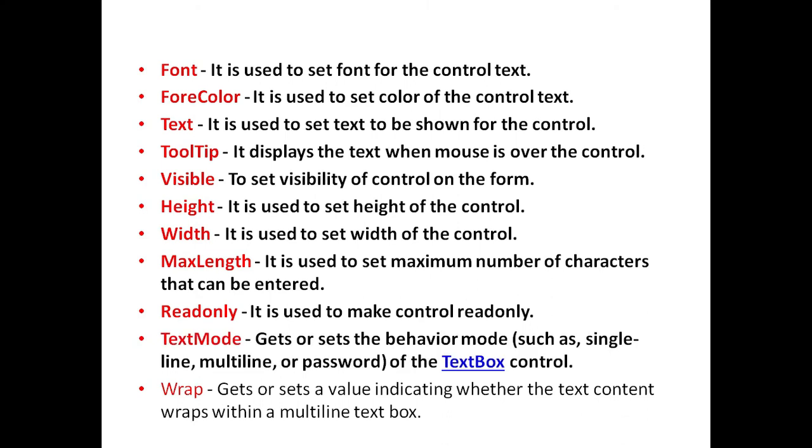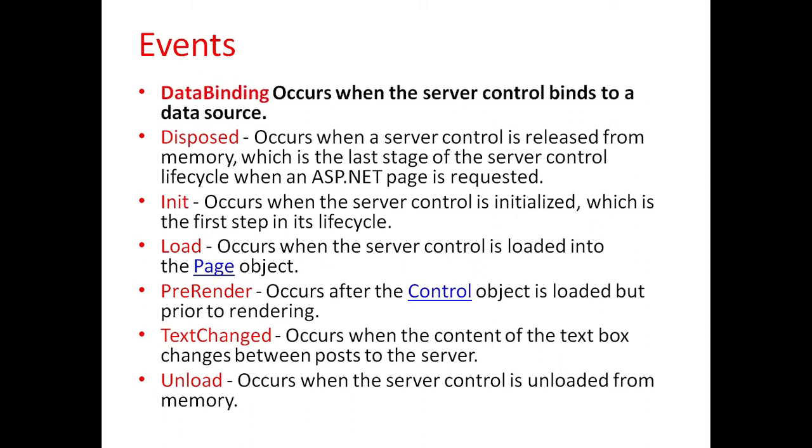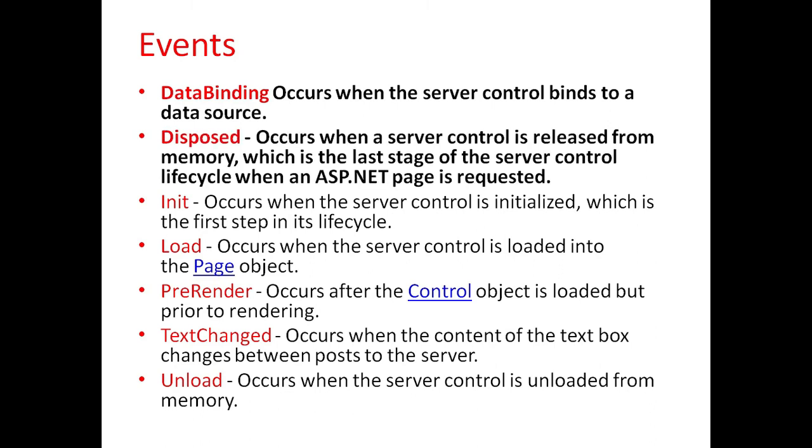Text mode property is used to get or sets the behavior mode such as single line, multi-line or password of the TextBox control. Wrap property is used to get or sets a value indicating whether the text content wraps within the multi-line text box. Different events for TextBox controls are data binding, which occurs when the server control binds to a data source. Disposed event occurs when a server control is released from the memory, which is the last stage of the server control lifecycle.